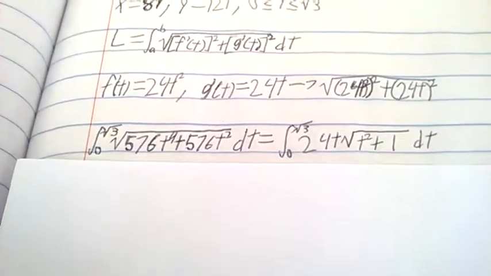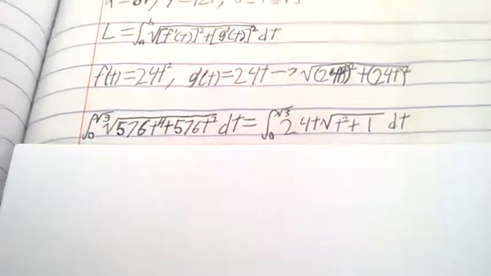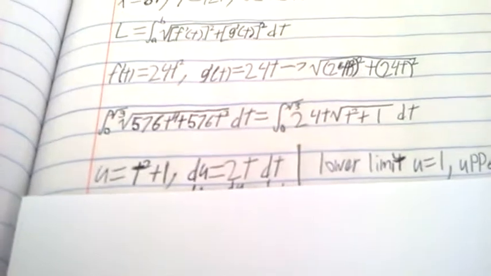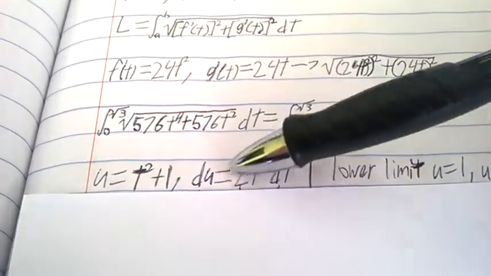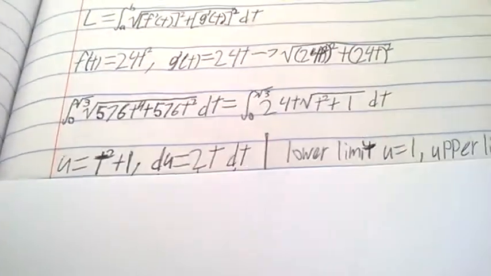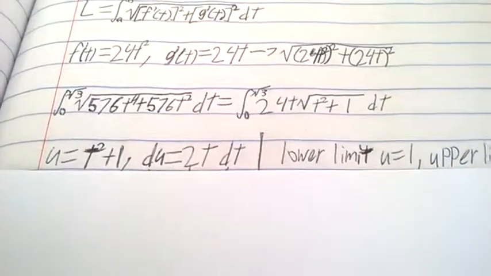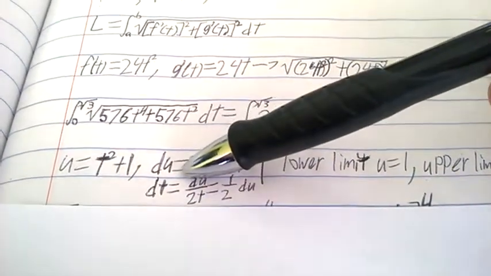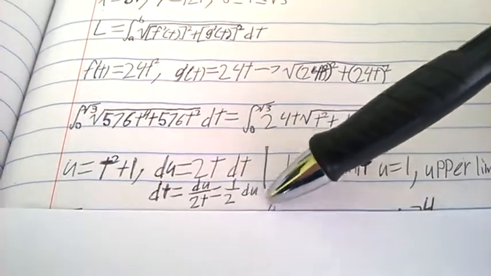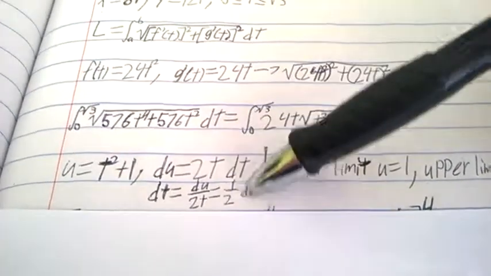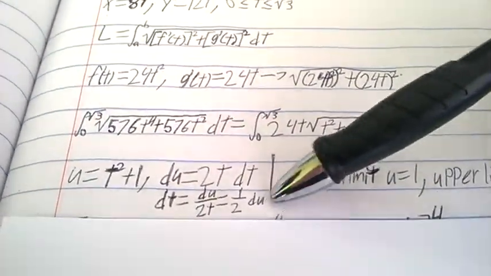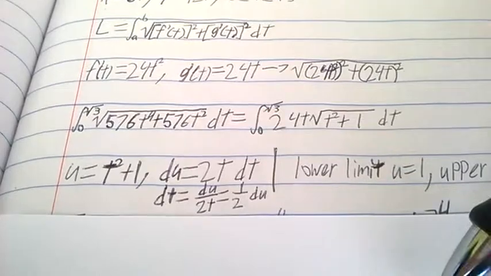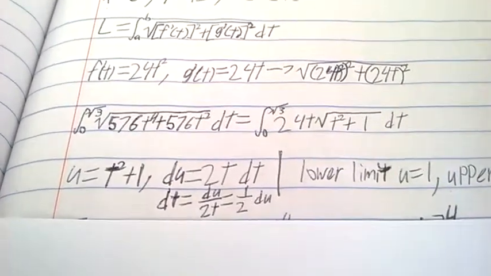And now we're going to go back to our good old friend u substitution. So our u can be t squared plus 1. Our du can be 2t dt, which of course is also dt equals du over 2t, or I think an easier way to write it is just 1 over 2 du.